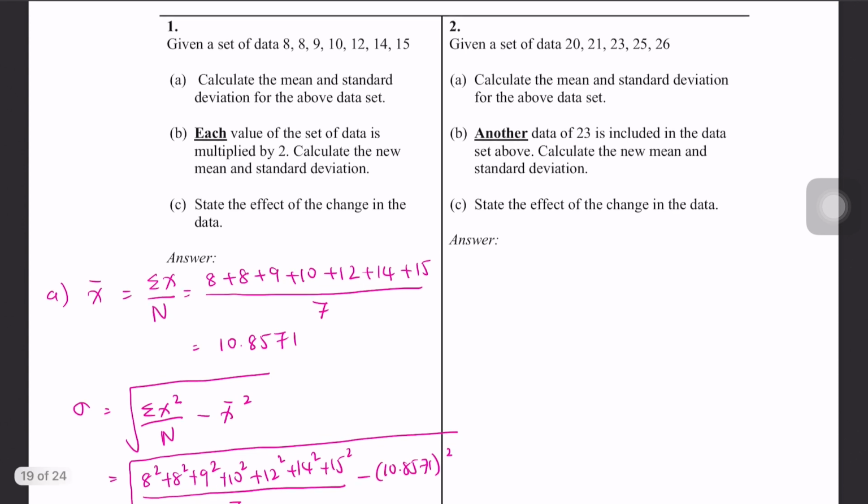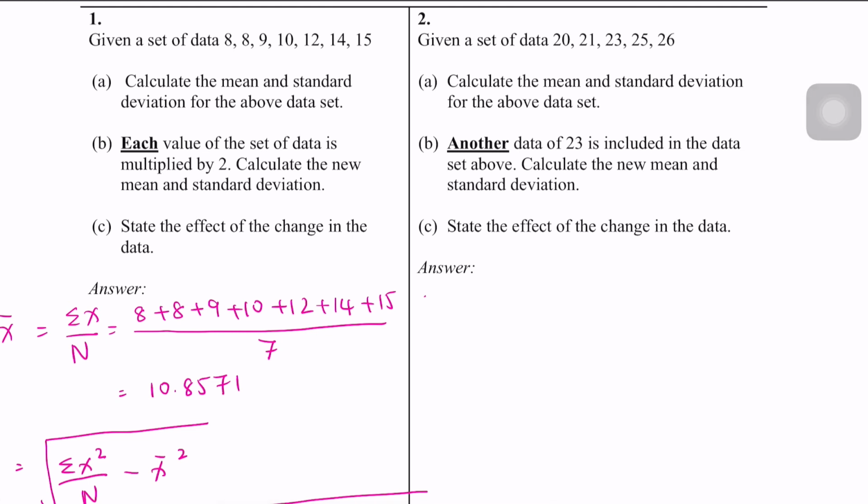Okay, next kita cuba nombor 2. Given a set of data 20, 21, 23, 25 and 26. Calculate the mean and standard deviation for the data above. So macam mana kita nak buat?